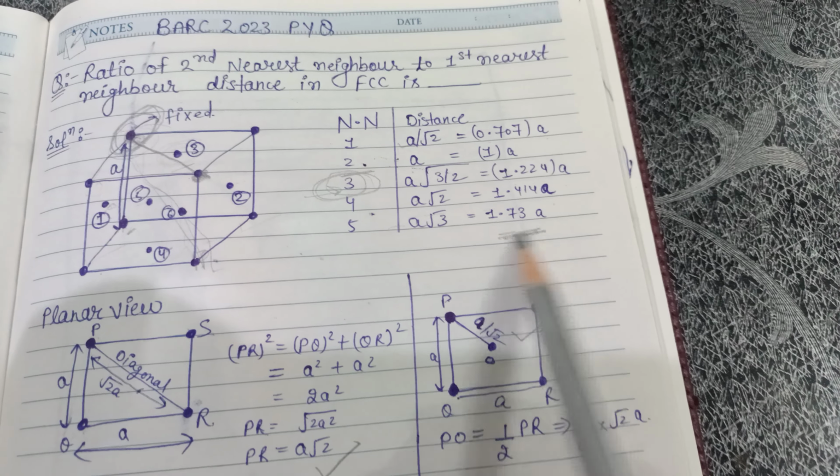They have asked us to calculate the ratio of the second nearest neighbor to the first nearest neighbor distance. The second is A, so it will be A upon A by root 2, which gives root 2. The answer is root 2.